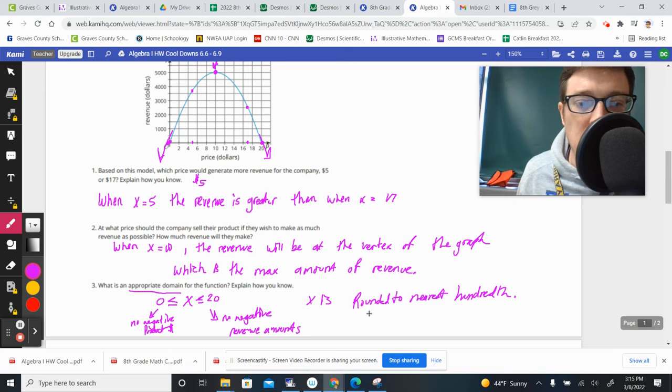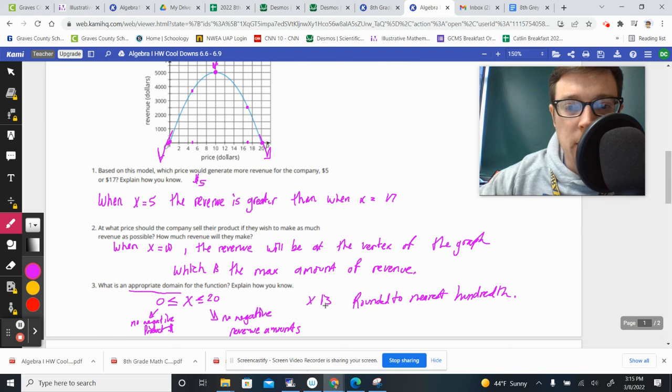We don't want x's that are 14.175 because you can't charge a customer that, right? But you could charge them 14.75 or 11.99, right? So we're just going to round these x values to the nearest hundredth. Those are our stipulations for our domain that make sense in this particular situation.